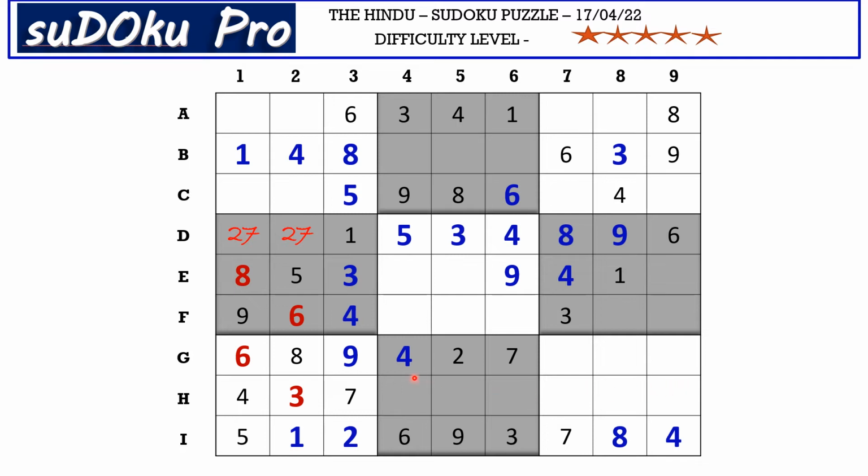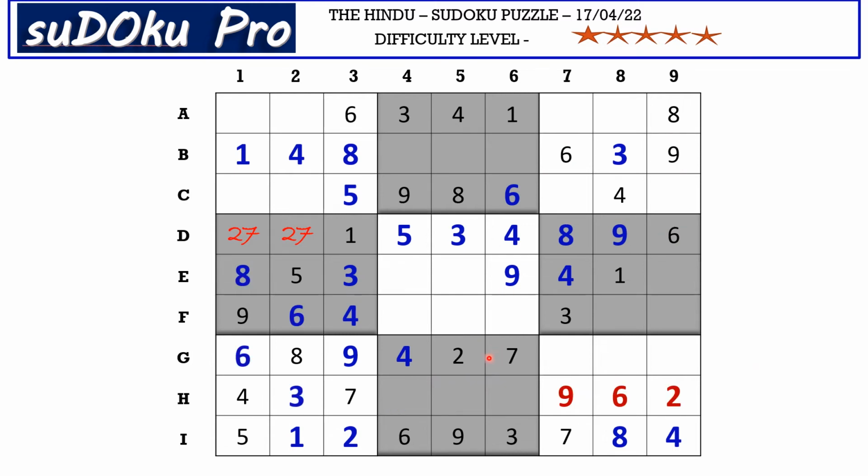Let's try to fill H row. In this block, there are 3 empty cells and the missing numbers are 1, 5 and 8. So this 1, 5 and 8 blocks these 3 cells. That means there are only 3 cells left in H row and the missing numbers are 2, 6 and 9. There is a 6 and 9 here in column 9. So H9 takes 2. There is a 6 here in column 7 and a 9 here in column 8. So accordingly, H7 takes 9 and H8 takes 6.